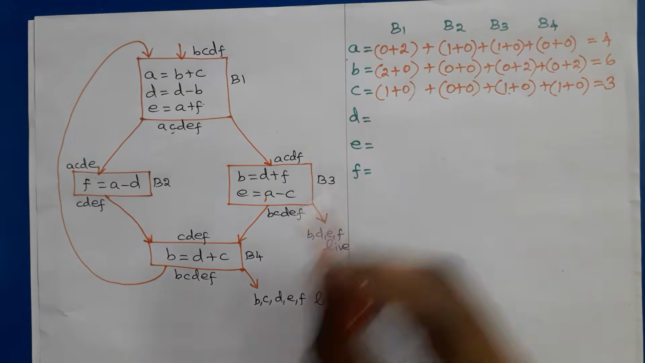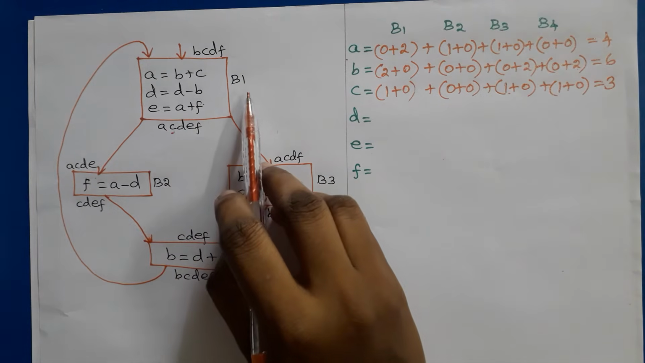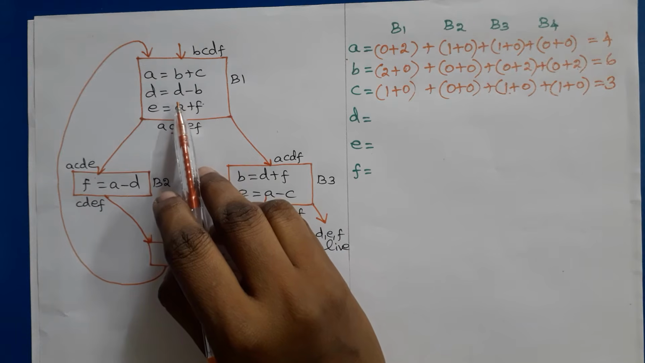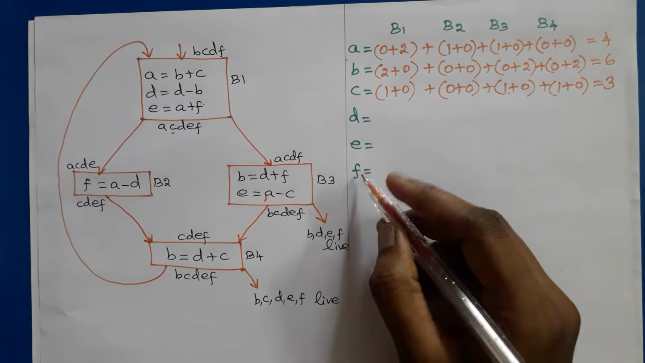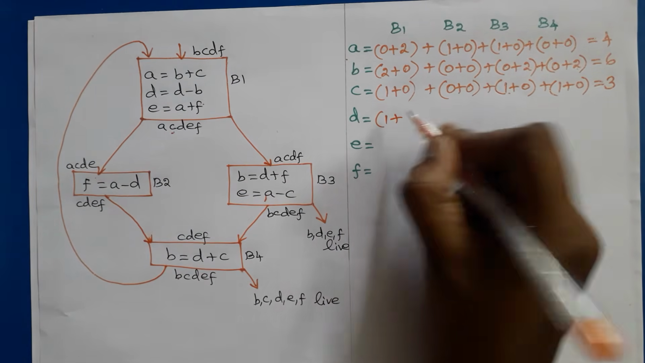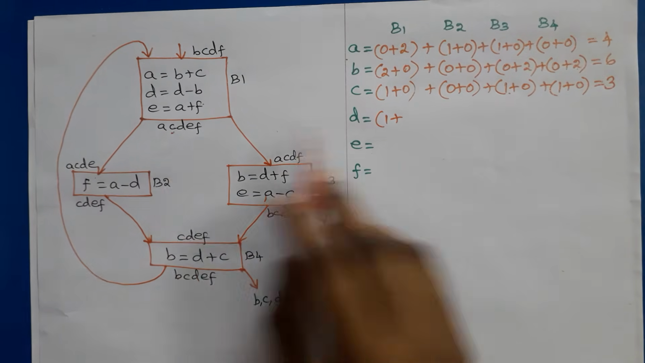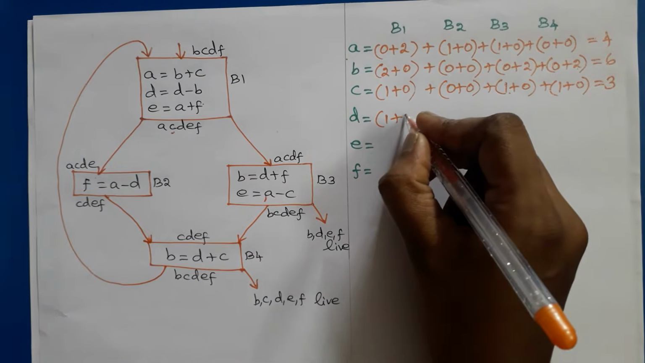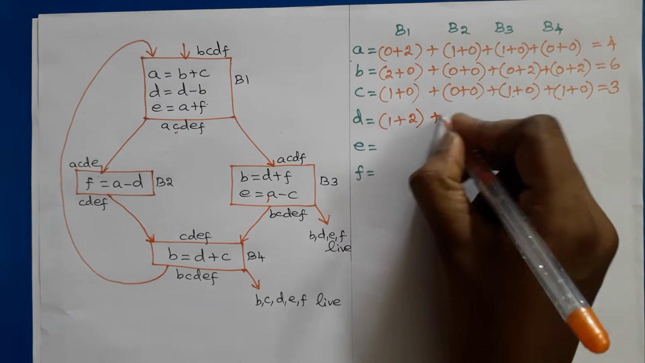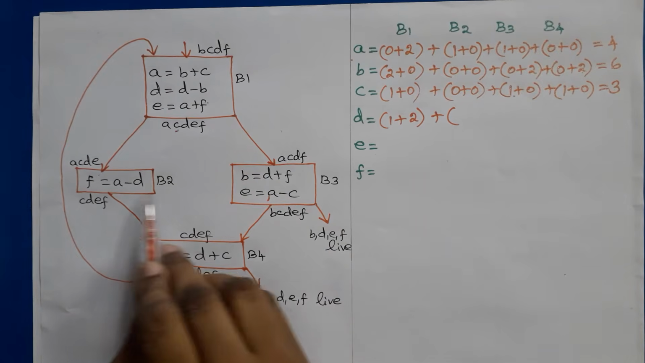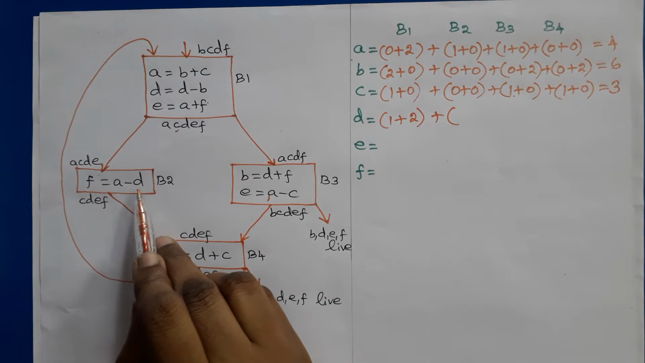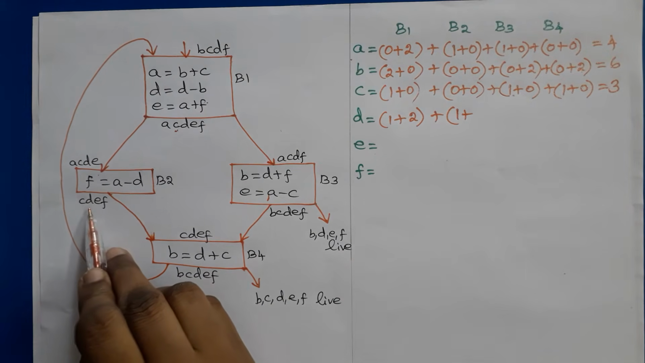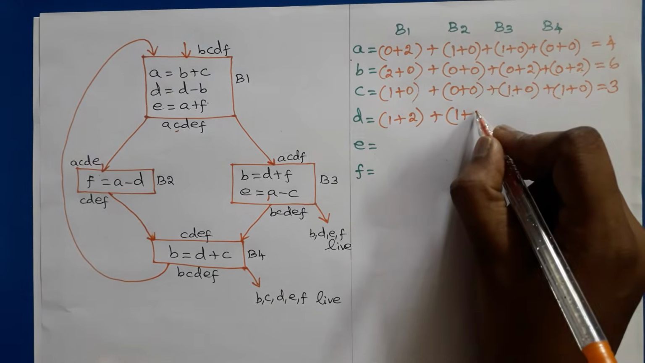Then D. D is in basic block B1. One time it is used. So 1. Use of D in block B1 is 1, plus D is live on exit and it is assigned a value, so 2, plus in basic block B2, D is used one time, plus it is live on exit but it is not computed here, so 0.